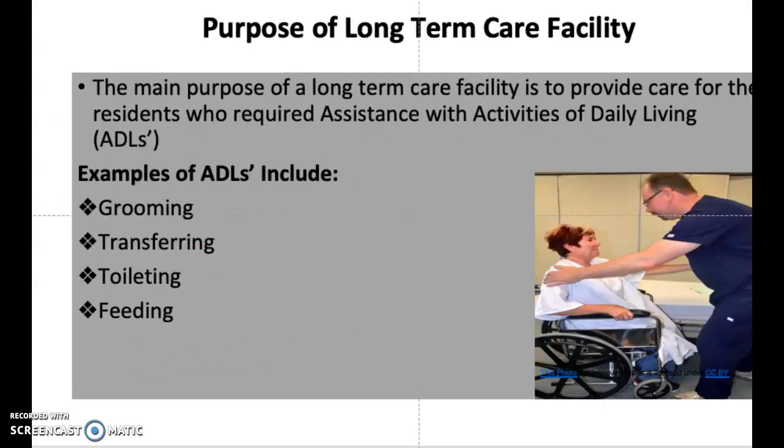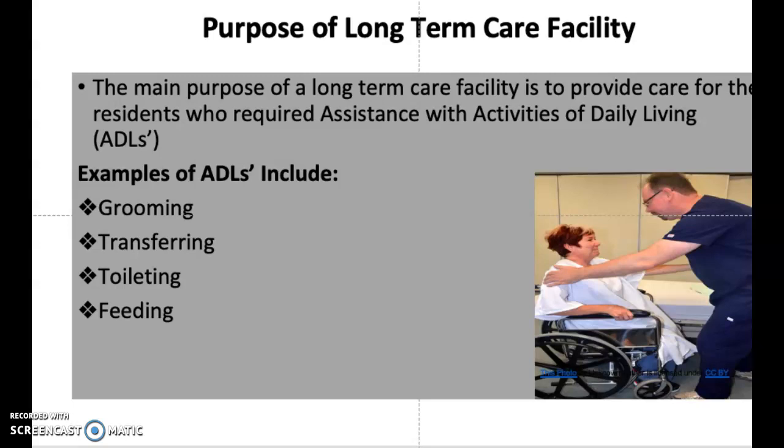So the first slide here, we have the purpose of a long-term care facility. As we know, a long-term care facility is a nursing home. It's where residents live and receive care. So the main purpose of a long-term care facility is to provide care for the residents who require assistance with activities of daily living. So what are activities of daily living?